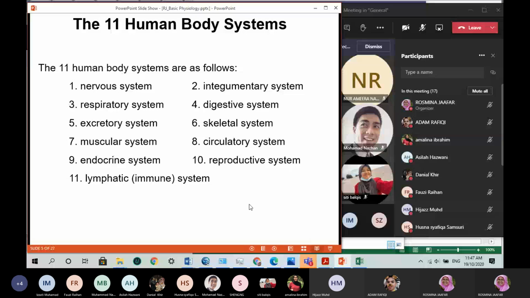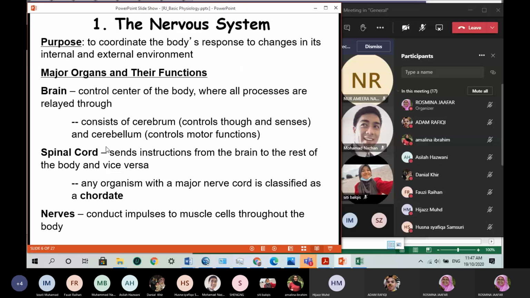Some textbooks elaborate more, sometimes it says 11, 12, but mostly described as a human body comprises 11 systems. Okay, now we move on. I will do a touch base.